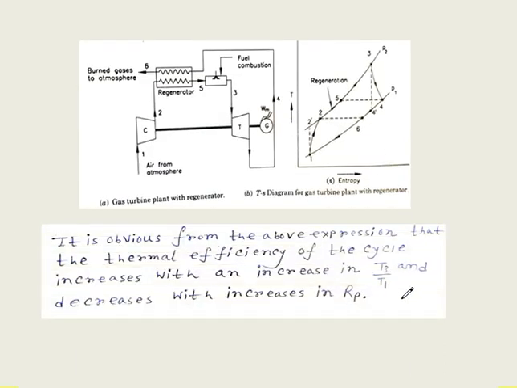So thermal efficiency is equal to 1 minus 1 by eta c eta t into T1 by T3 into (Rp to the power gamma minus 1 by gamma minus 1) by (1 minus 1 by Rp to the power gamma minus 1 by gamma), that is equal to 1 minus 1 by eta c into eta t into T1 by T3 into Rp to the power gamma minus 1 by gamma. This is equation number 17. It is obvious from this expression that the thermal efficiency of the cycle increases with an increase in T3 by T1 and decreases with increase in Rp.